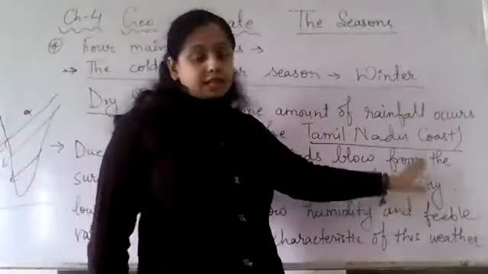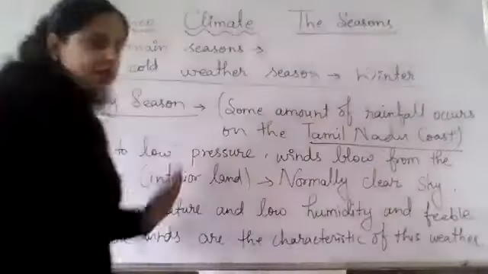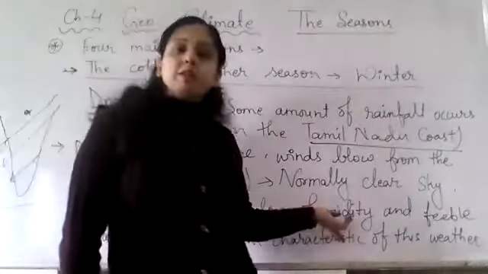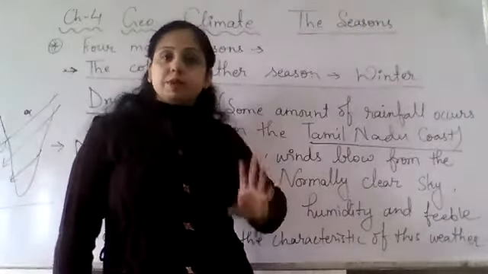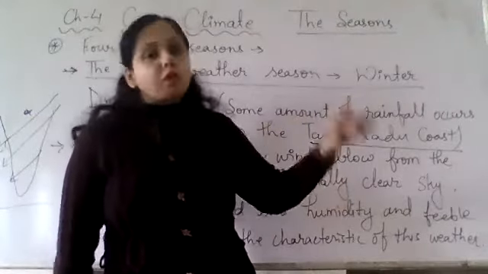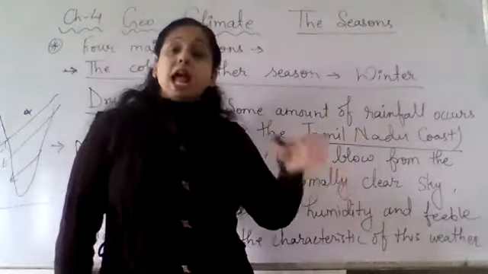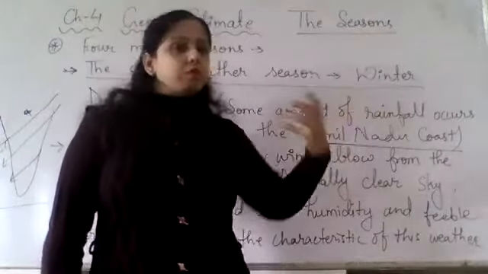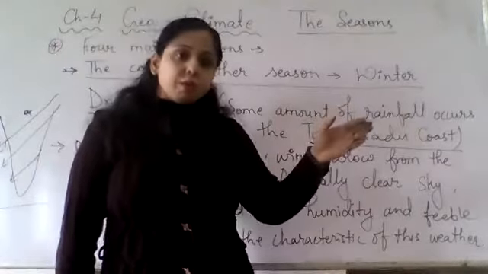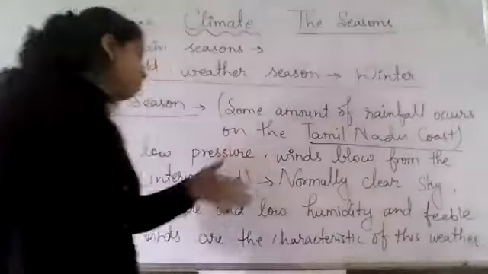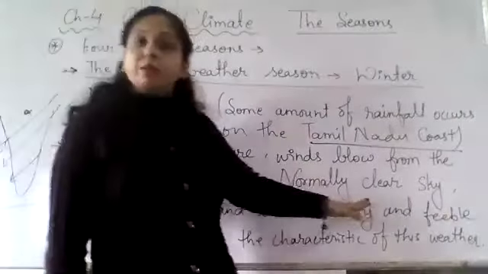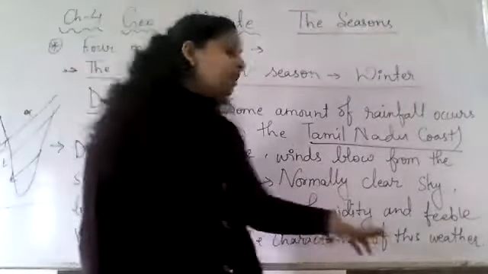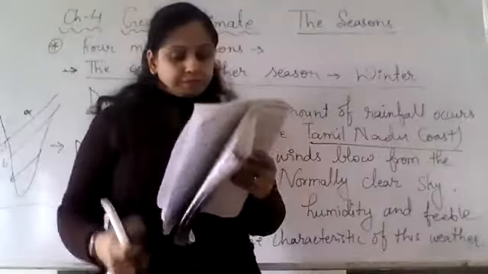Normally clear sky. So sky remains clear. The temperature will be low and humidity will be low. As you know, humidity will be there when there is more water vapor in the air, and that will be only possible when it is coming from the water body. So the wind is not blowing from the water body. It is coming from the land masses. So the humidity will be low. Okay, and variable winds are the characteristic of this weather.